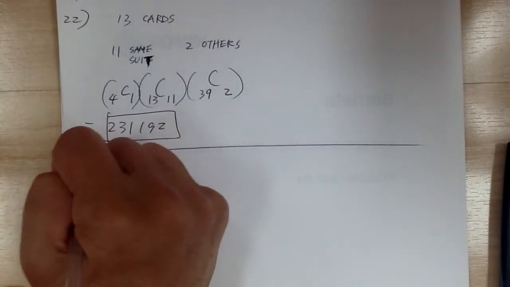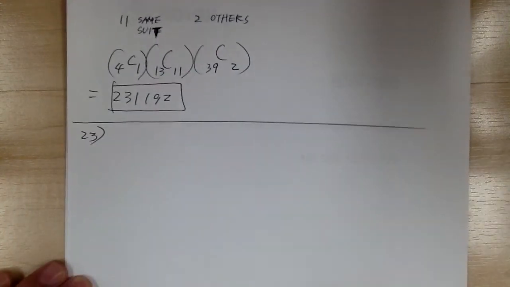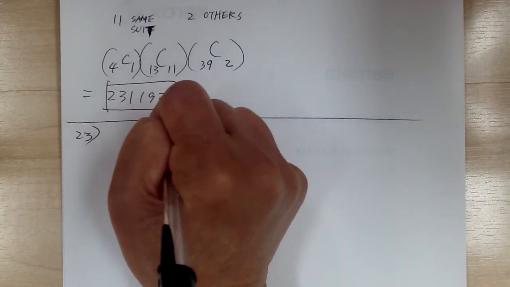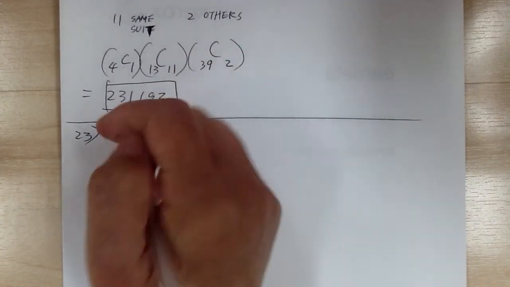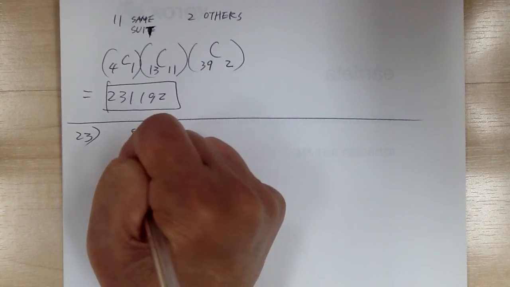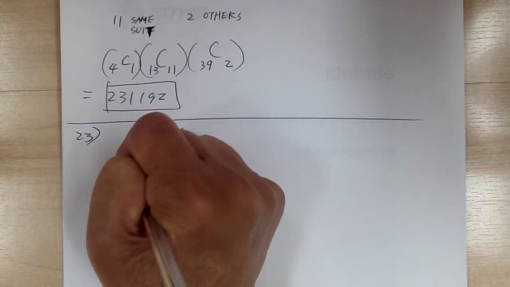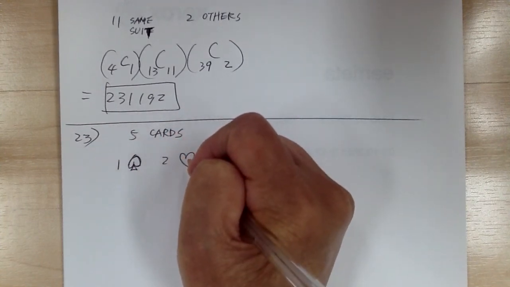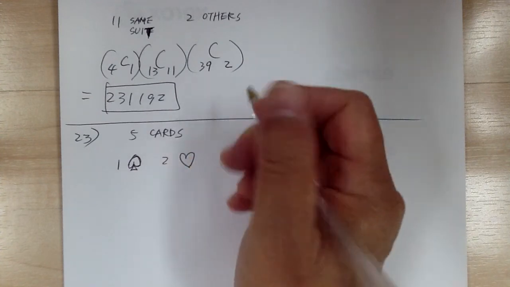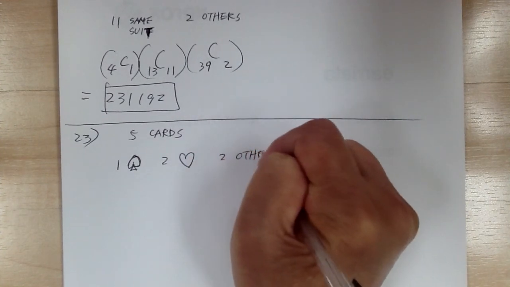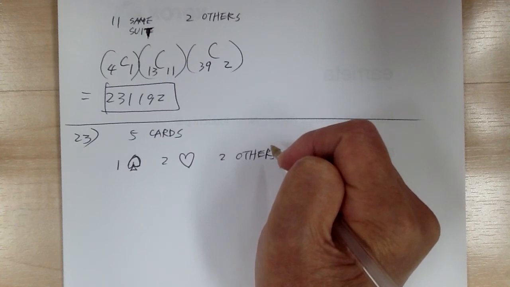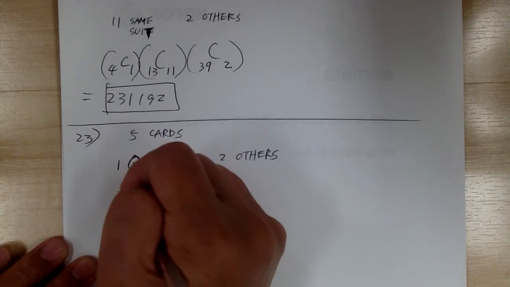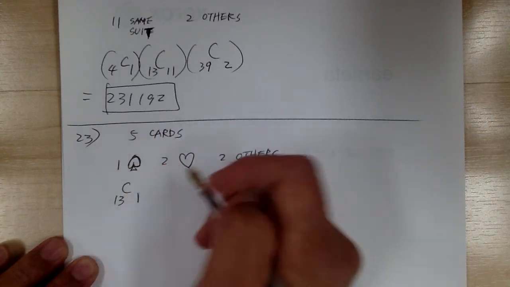Okay, let's go to 23. How many 5 card hands? So you've got 5 cards. Have exactly 1 spade, and 2 hearts, and the other cards, so you're going to get 2 others. Can be dealt. So for spades, there are 13 spades in the deck of cards, and you're going to choose 1.